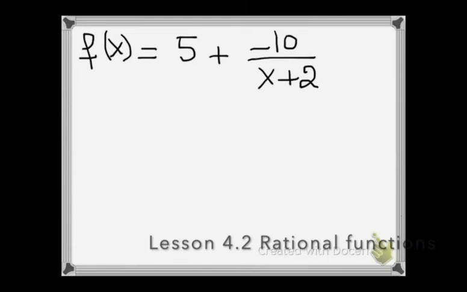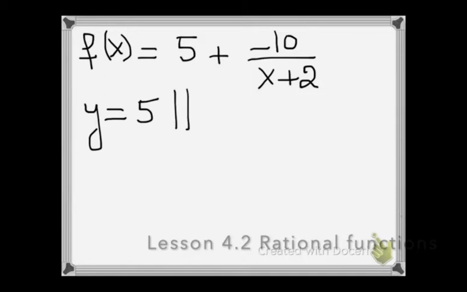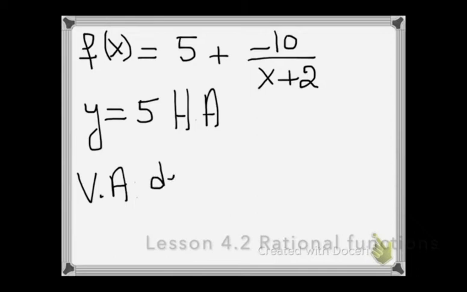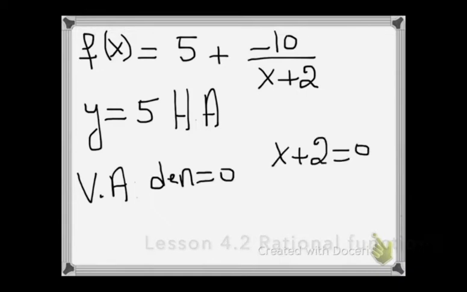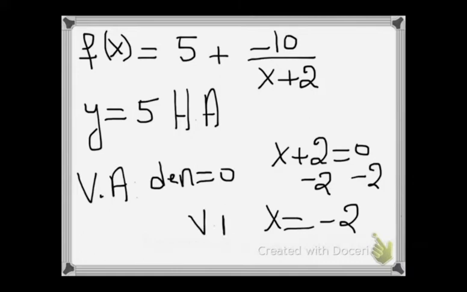I guess if we look at this example, it looks like lesson 4.1, and the horizontal asymptote is y equal to 5. And to find the vertical asymptote, we have to solve for VA. We have to solve denominator equals to 0. So x plus 2 equals to 0, minus 2 on both sides, and x equals minus 2 is my VA.